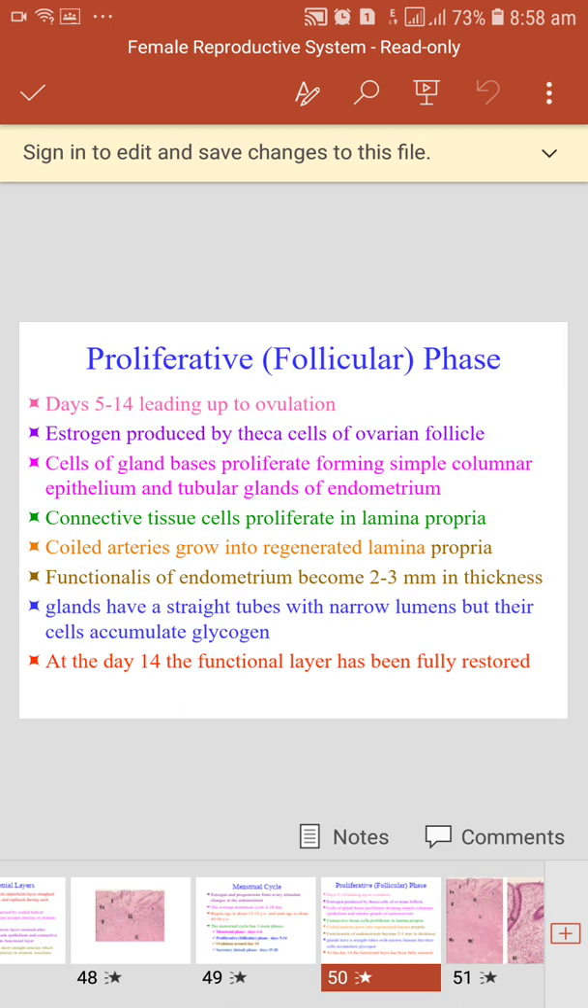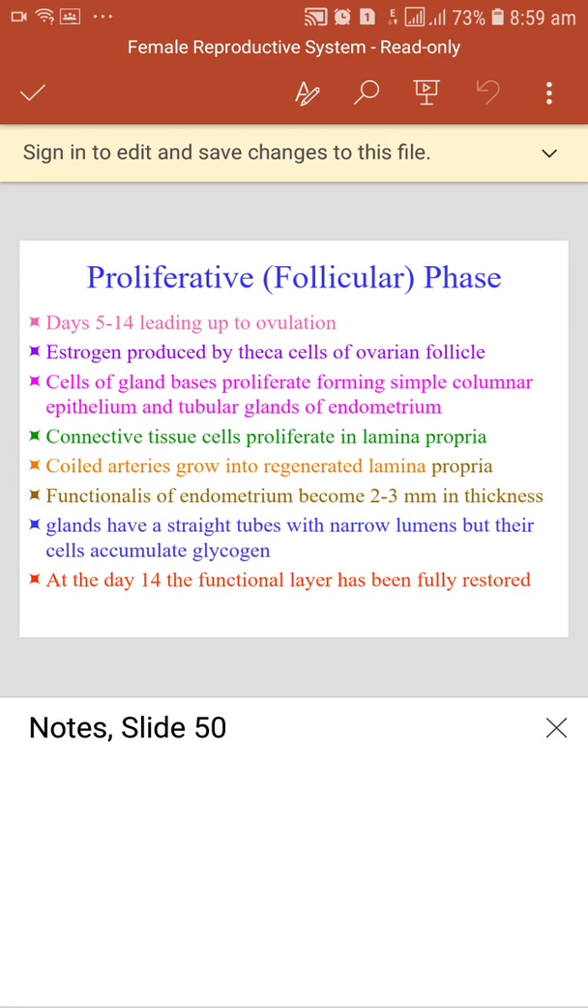In the proliferative or follicular phase, which extends from day 5 up to ovulation, estrogen is produced by the thecal cells of the ovarian follicle, and cells of the gland bases proliferate, forming simple columnar epithelium and tubular glands of the endometrium. This phase starts after the menstrual phase, so there is need for renewal of the epithelium, which is done by the estrogen produced by the thecal cells of the ovarian follicle. Connective tissue cells will consequently proliferate in the lamina propria.